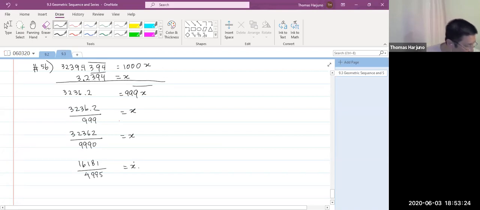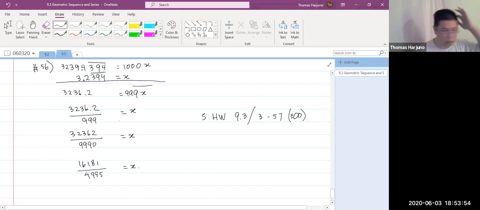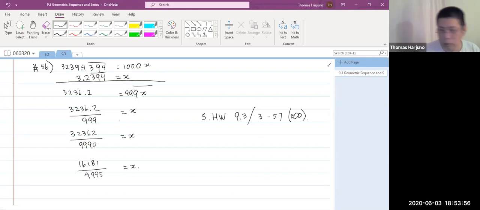Okay, now that's all I can teach during this semester. Suggested homework from this 9.3 will be from number 3 to number 57. Should be good enough. Again, just do every other odd instead of all odd. Okay, I want you to focus on your test 4 this Monday.